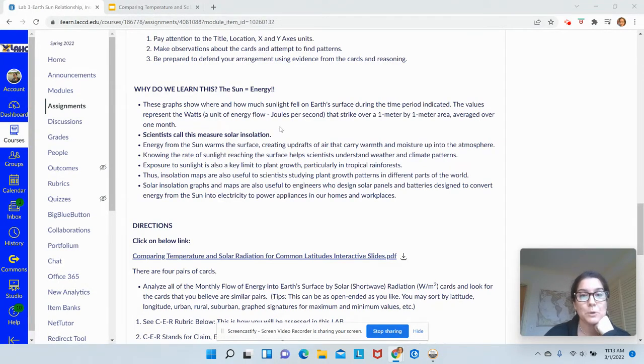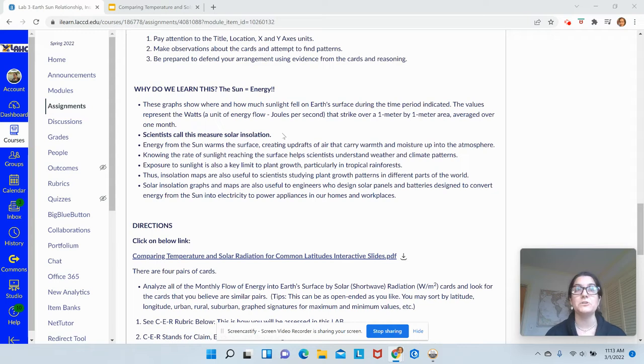So, it's important to understand that these graphs show where and how much sunlight fell on the Earth's surface during this period, and it's over a year. These values represent watts. We call those units of energy, and they're measured in joules per second. Scientists call this measure solar insolation. It's the amount of sun that lands on a particular part of the earth in a particular area.